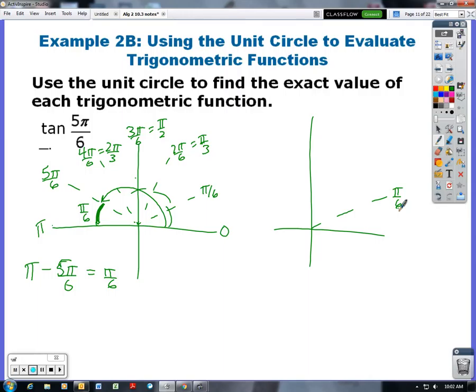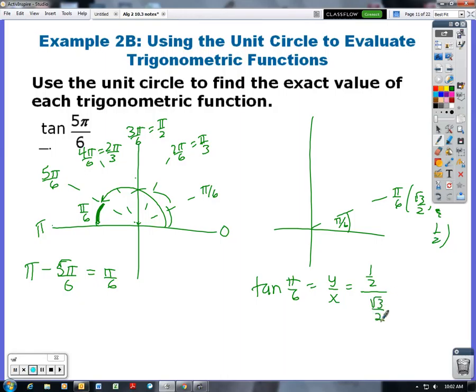Okay, now on the unit circle, pi over 6 is this one, and let's see, I have to remember what those are. That's going to be root 3 over 2, and 1/2 is the y-coordinate. So when we're doing tan of pi over 6, tan is y over x. You have to memorize that.